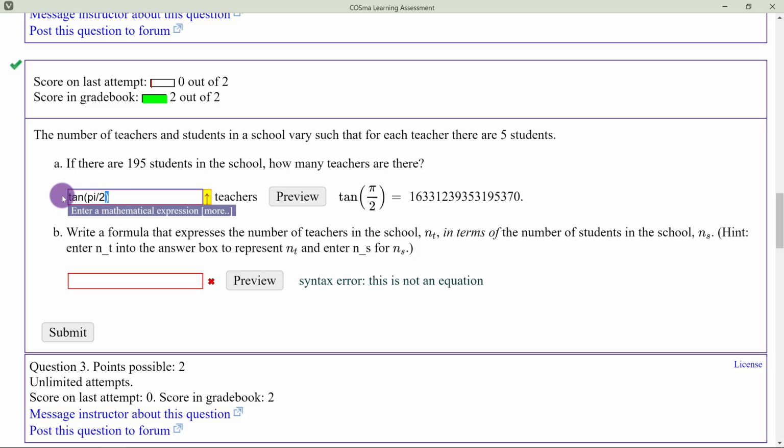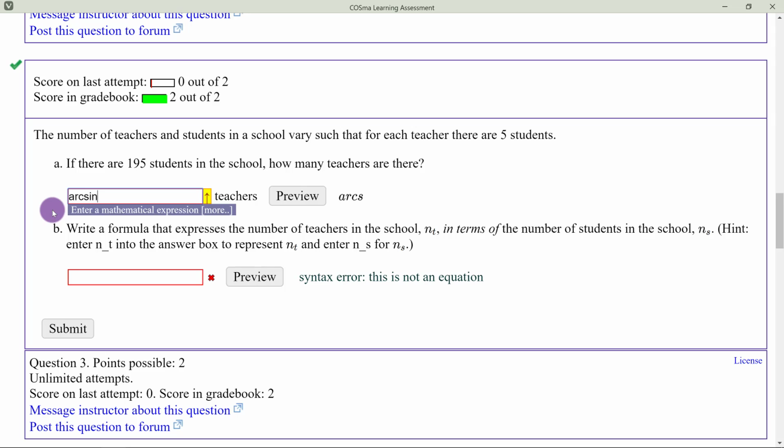And it also recognizes the common inverse trig functions. So we can use arcsine. So we could enter something like arcsine of 0.5, and it recognizes that. Or we can enter sine with a superscript of -1. So sine inverse of 0.5. It also recognizes that notation.